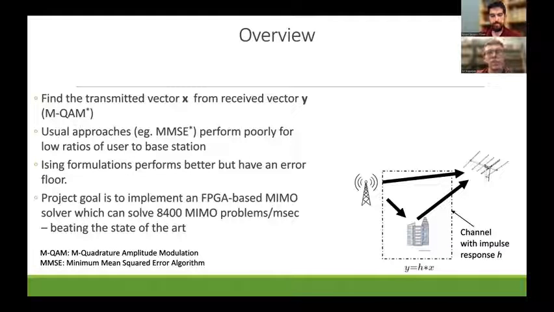existed with previous approaches. And so our project goal here is to be able to implement on a larger FPGA a solver capable of solving 8,400 MIMO problems per millisecond. This is a number which comes from the LTE standard, and in so doing, we would be able to achieve state-of-the-art BER and throughput performance.